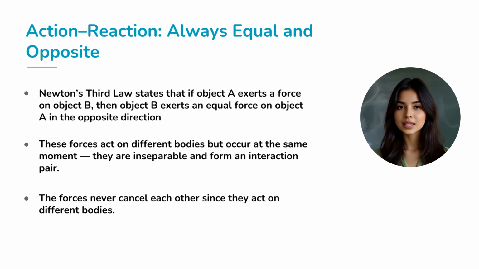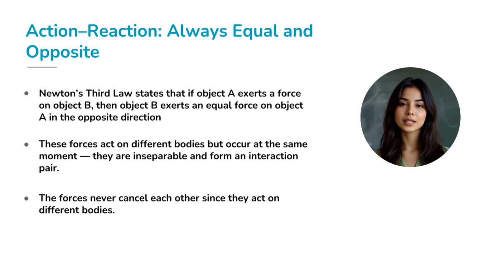Imagine object A exerts a force on object B. According to Newton's third law, object B exerts a force back on object A. These two forces are always equal in size but opposite in direction. So, if object A pushes object B to the right with 10 newtons, then object B pushes object A to the left with 10 newtons instantly.